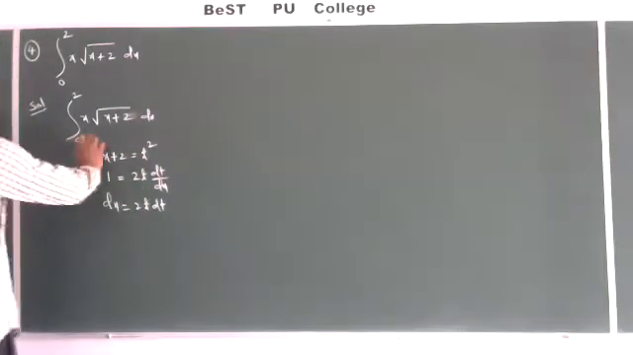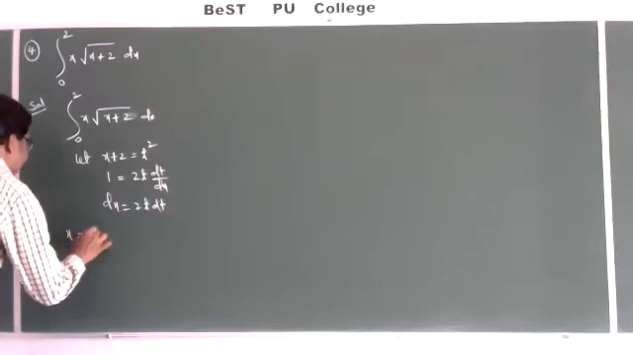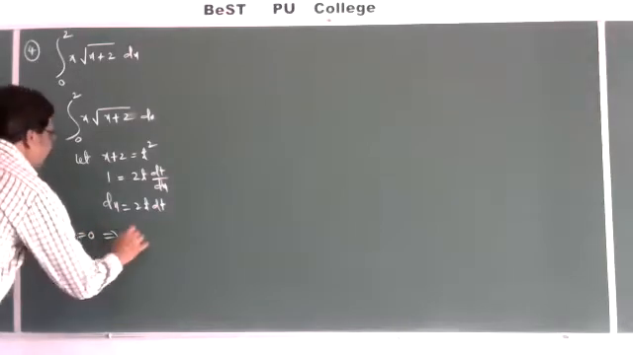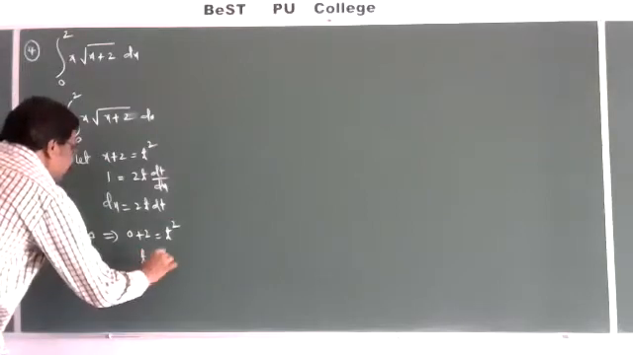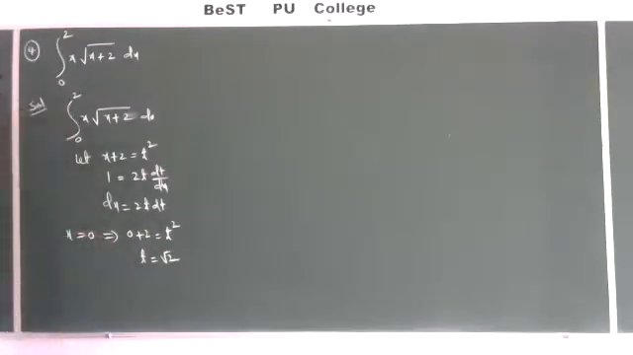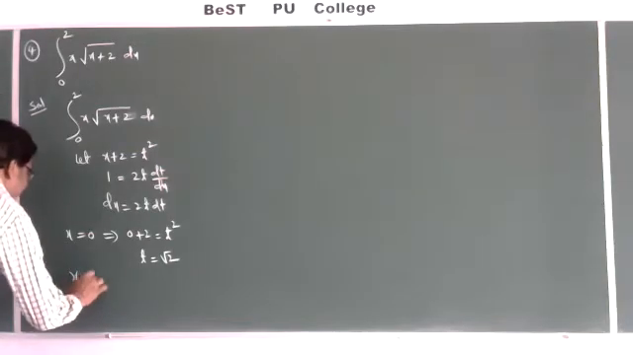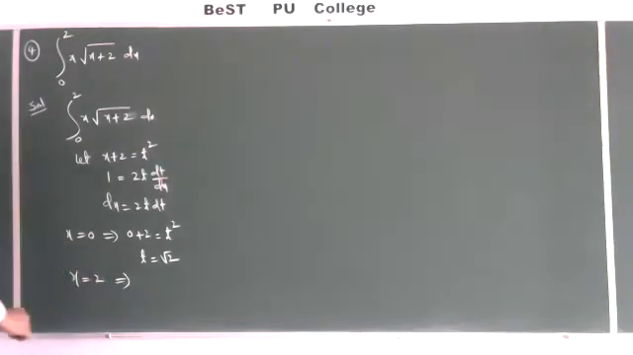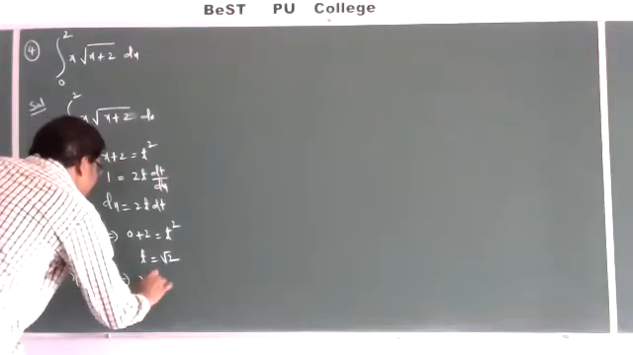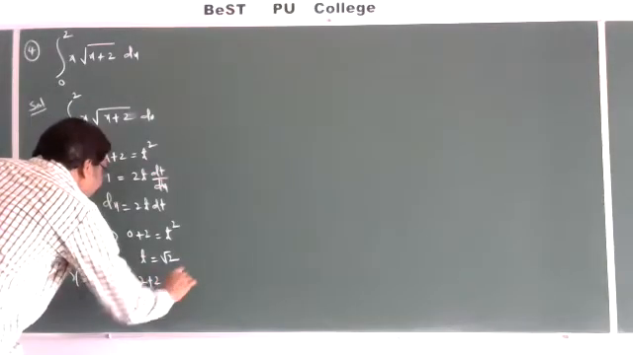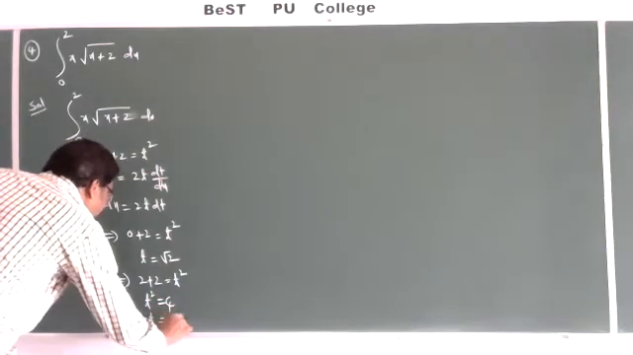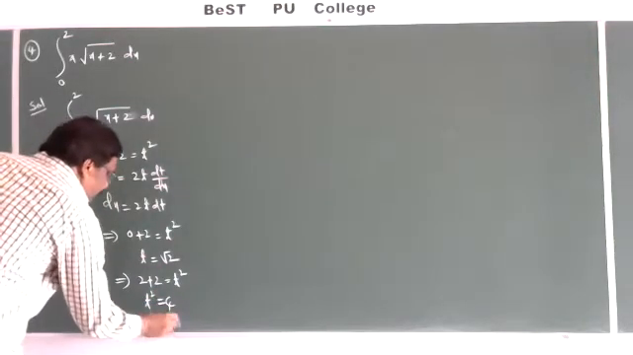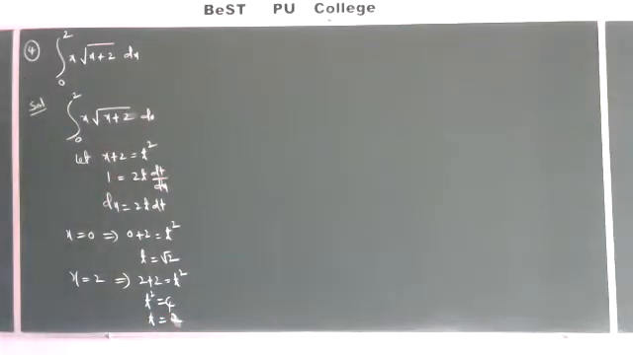That is, substitute x is equal to the lower limit. x is equal to 0 implies 0 plus 2 is equal to t square, that is, t is equal to root 2. That is, the lower limit is root 2. Then substitute the upper limit. x is equal to 2 implies 2 plus 2 is equal to t square, that is, t square is equal to 4, that is t is equal to 2.